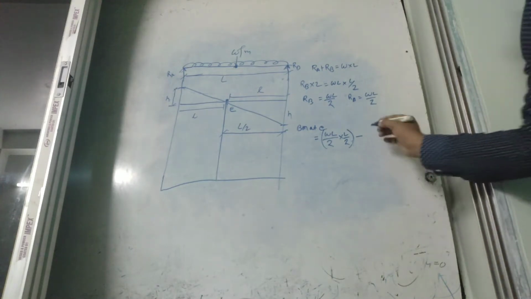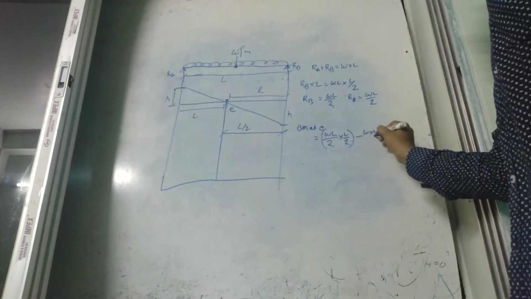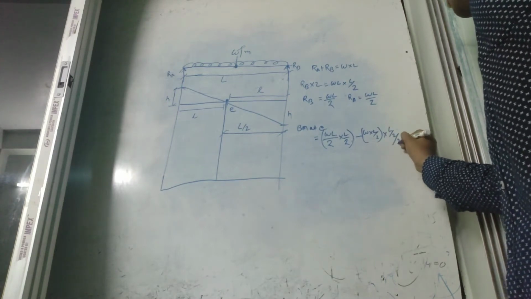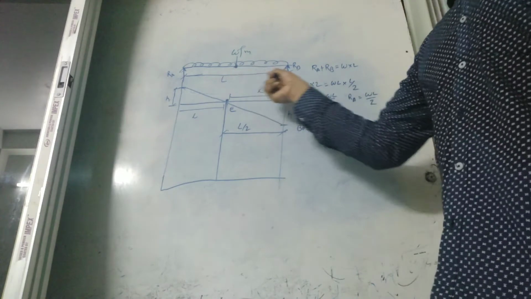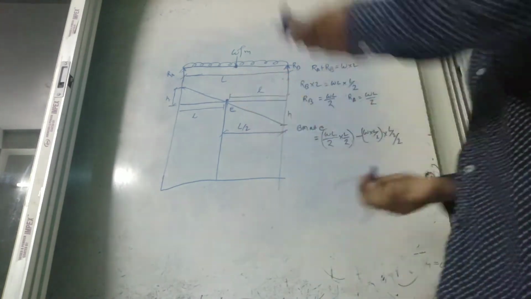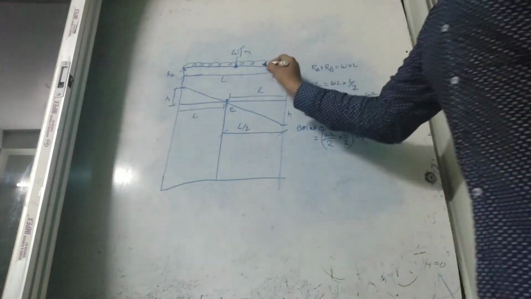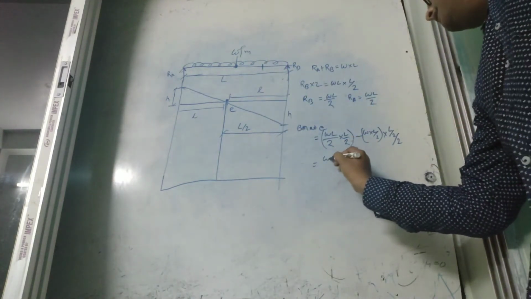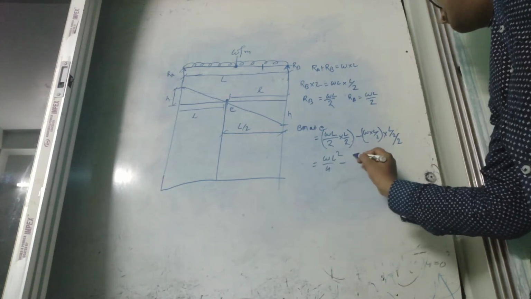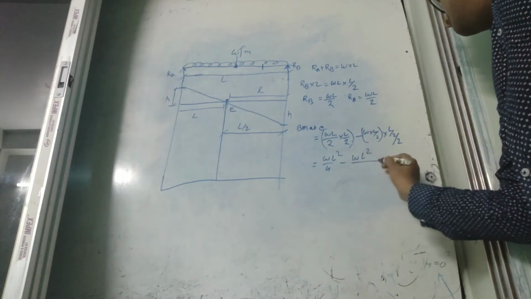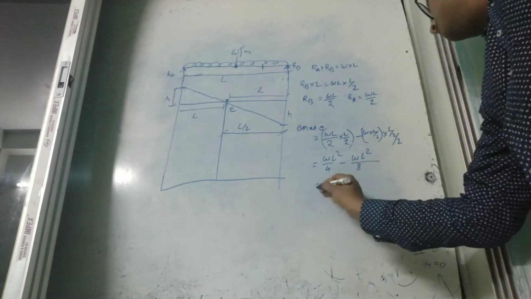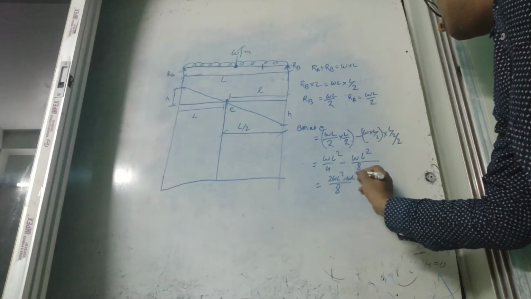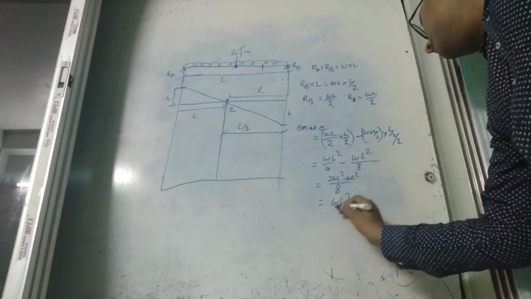The force is W into L by 2, which acts over half of the portion. In this section we are taking this portion, so the force acts over half of this area. So L by 2 by 2, that is why I take WL square by 4 minus WL square by 8, which gives 2WL square minus WL square over 8. So our answer is WL square by 8.